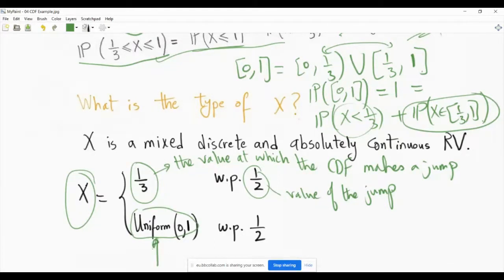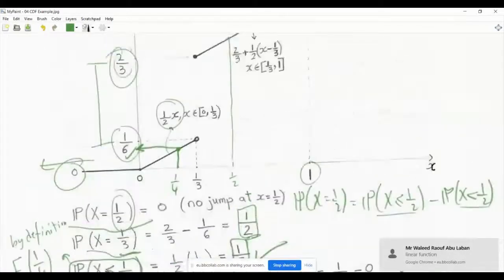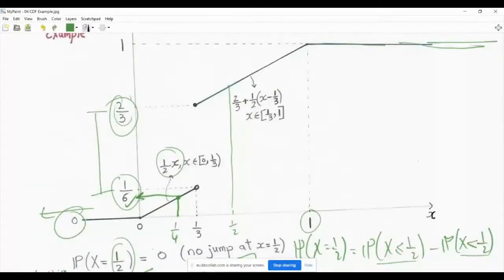How did I know this? How did I know that the continuous part is a uniform part? The total probability is 1, but why uniform? How did I know that it's uniform and not something else? A linear function, exactly, a linear function. So the CDF. In other words, if you think about the derivative, if you take this CDF and try to differentiate it where the CDF itself is differentiable, you will find that.